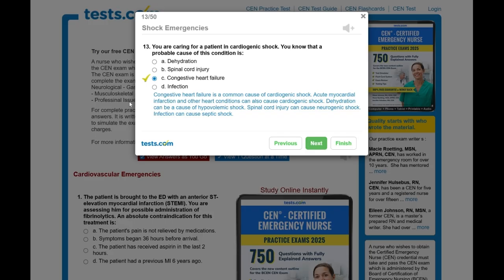Acute myocardial infarction and other heart conditions can also cause cardiogenic shock. Dehydration can be a cause of hypovolemic shock. Spinal cord injury can cause neurogenic shock. Infection can cause septic shock.